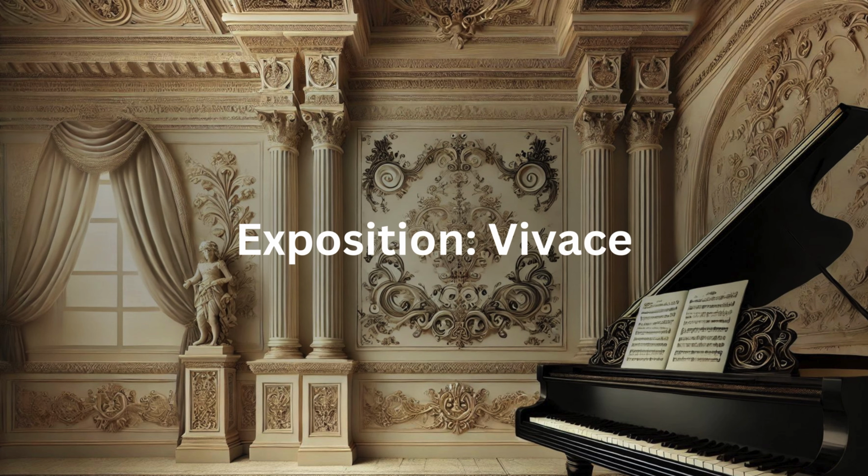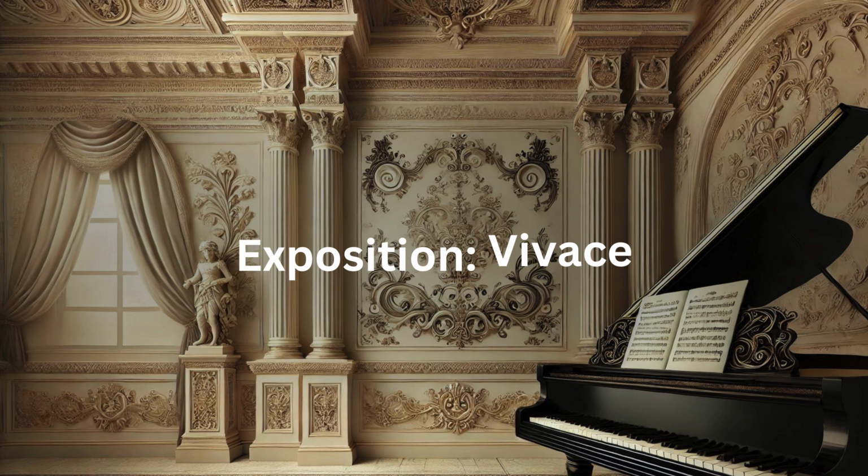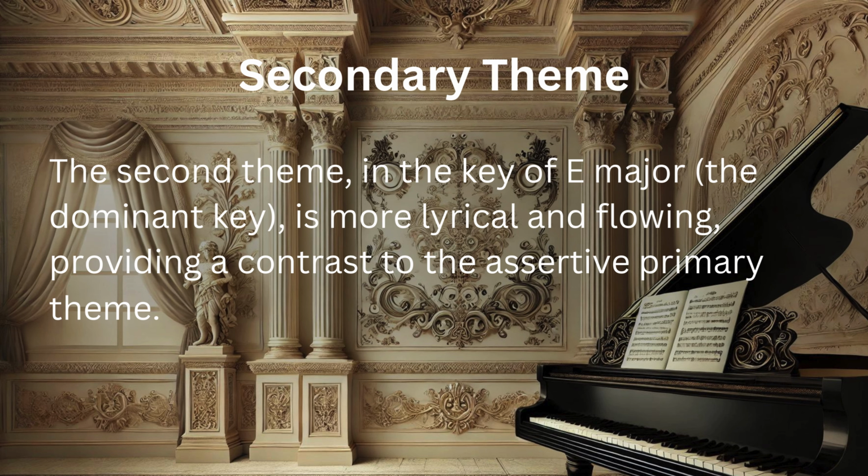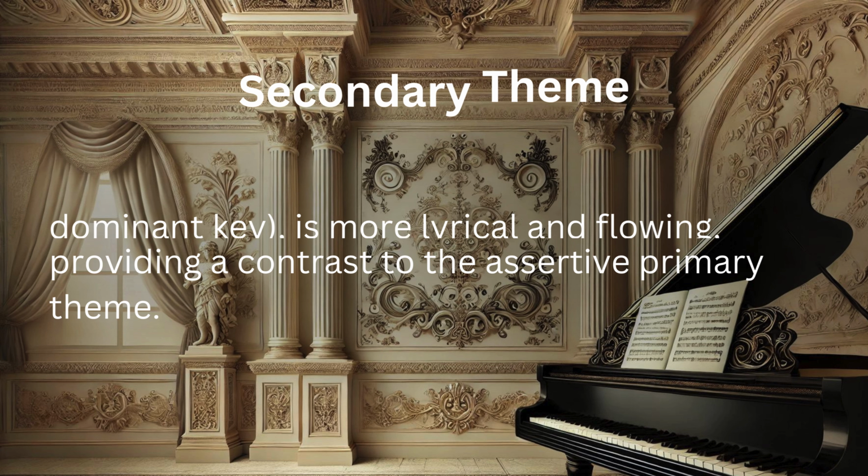Next, we move into the exposition with the vivace section. The primary theme, characterized by its rhythmic drive and buoyant energy, is introduced by the strings and then echoed by the woodwinds and brass. The second theme, in the key of E major, is more lyrical and flowing, providing a beautiful contrast to the assertive primary theme.